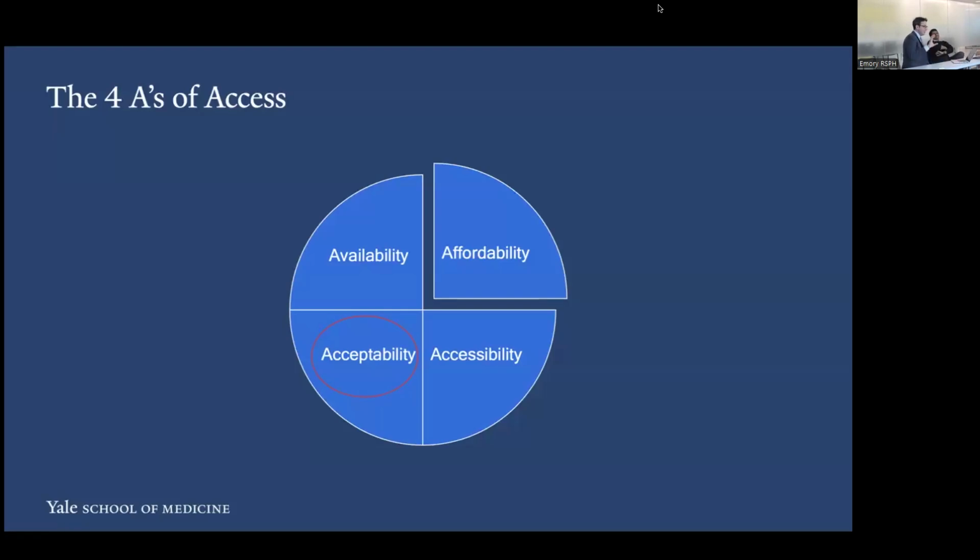So with all of that as a background, I wanted to use this 4A's framework. It's a simple framework, but I think it's helpful to think about. And what we'll do is talk about examples of each of these from both international and domestic contexts. So we'll start with acceptability. There's acceptability, accessibility, affordability, and availability.